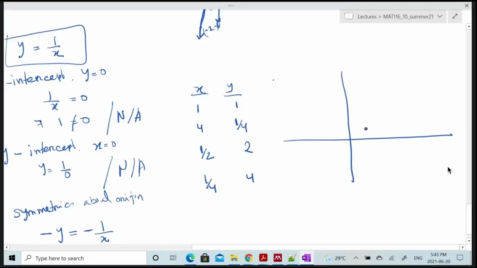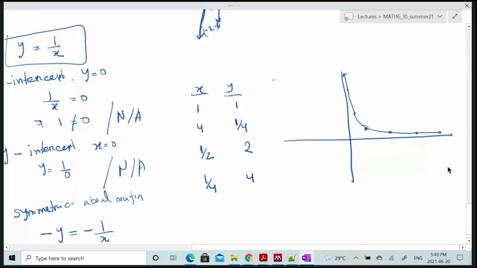So say this is 1, 1. 4, 1 by 4 is somewhere here. যদি 2 বসাতাম হতো 1 by 2 somewhere here. Half for half is gonna be 2. So say it's here. And for 1 by 4 it's 4. So you see, if I just draw it, it's gonna look like this. That does not have any interception.